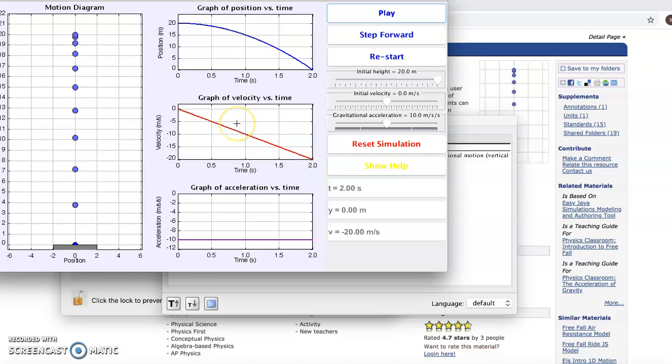Is it constant? No, it's not constant. Actually, the velocity is also changing, and it is actually increasing. If you see, ignore the negative for a while. The velocity started from, for example, 0 because it's a free fall, and it becomes 5, 10, 15, and just before it hits the ground, it becomes 20 downward.